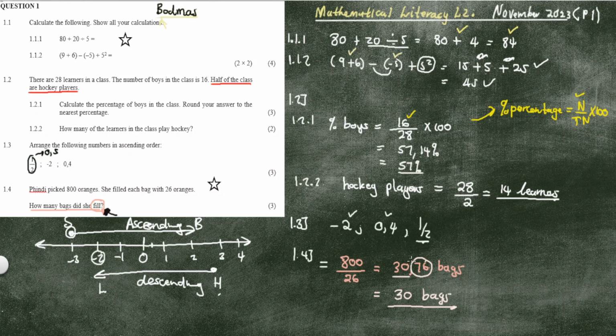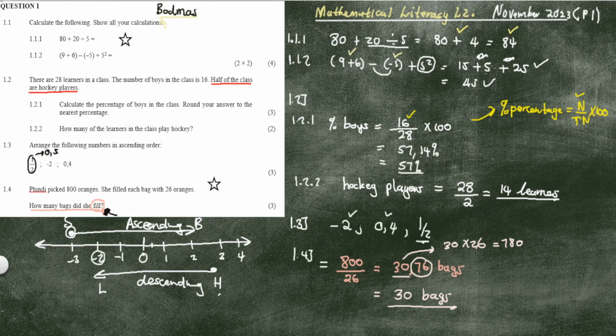Let me show you something. Take the 30 and multiply by 26. 30 multiplied by 26, I'm getting 780 oranges that are filled. So we have a total of 30 bags that are filled with 26 oranges. So in the 30 bags, we only used or packaged 780 oranges out of the 800.